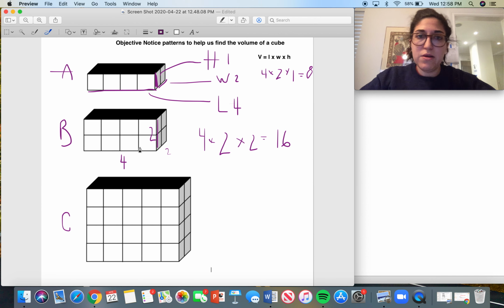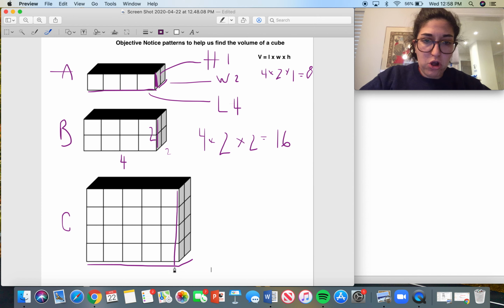So I hope you're noticing that's something we can do rather than count each individual cube or even count the layers in the cube: look at how much across it is, look at how far back it goes, and look at how tall it is, and multiply each of those. So for this last one, we can go 1, 2, 3, 4, 5, 5 times width, 1, 2, times height, 1, 2, 3, 4. 5 times 2 is 10, times 4 is going to be 40.